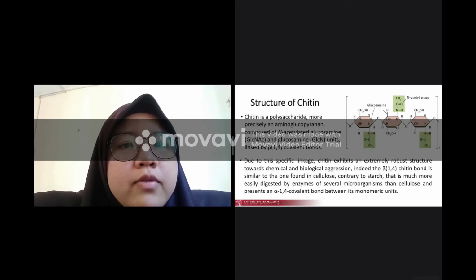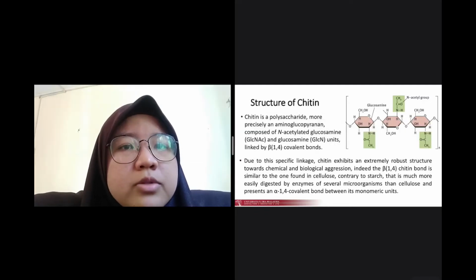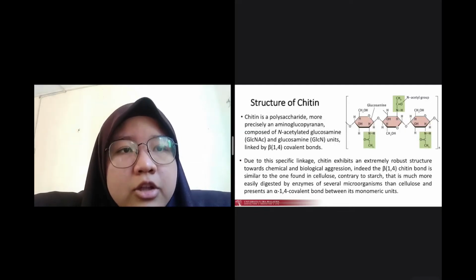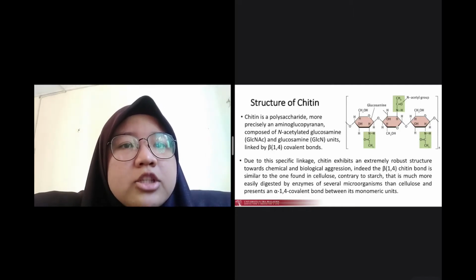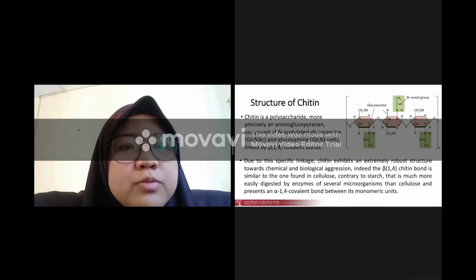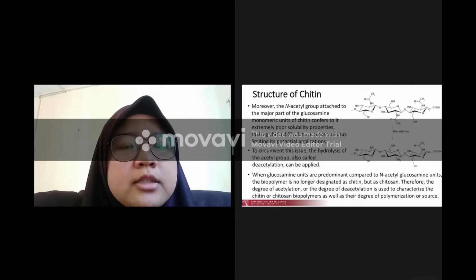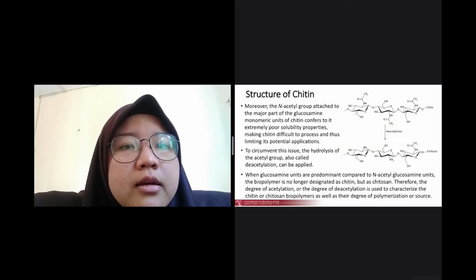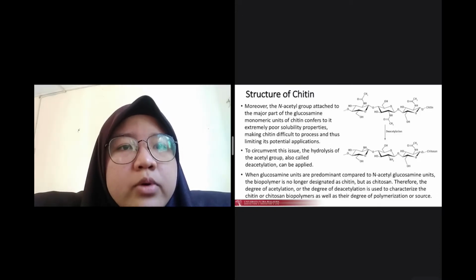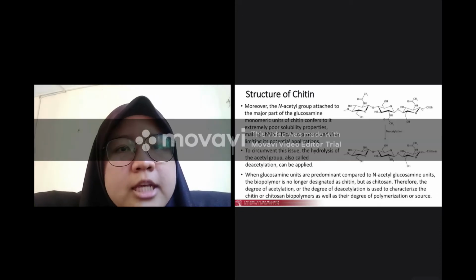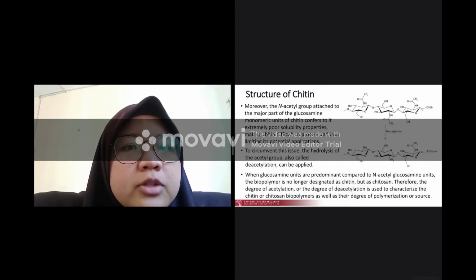by beta-1,4 covalent bonds. Due to this specific linkage, chitin exhibits an extremely robust structure towards chemical and biological aggression. Indeed, the chitin bond is similar to the one found in cellulose, contrary to starch, that is much more easily digested by enzymes or several microorganisms than cellulose. In the structure of chitin, moreover, an acetate group attached to the major part of glucosamine monomer units of chitin confers extremely poor solubility properties, making chitin difficult to process and thus limiting its potential application.